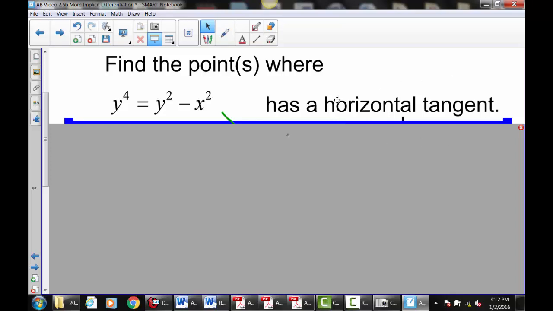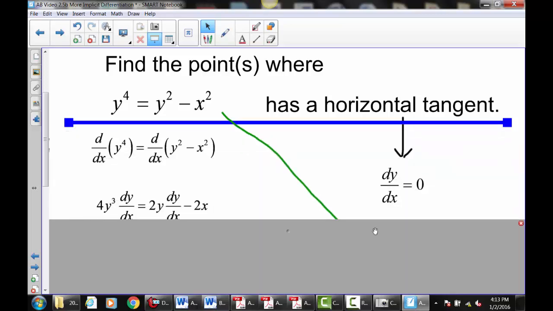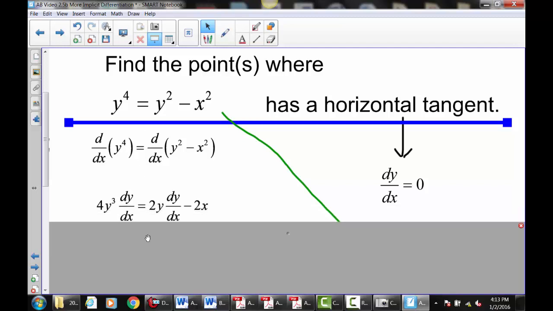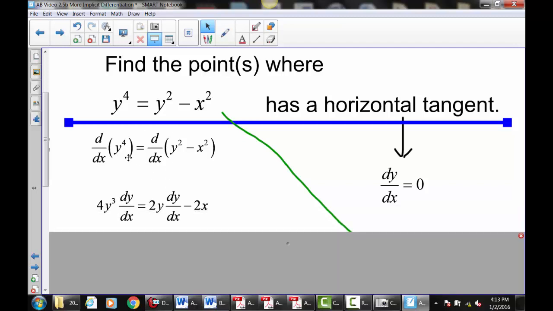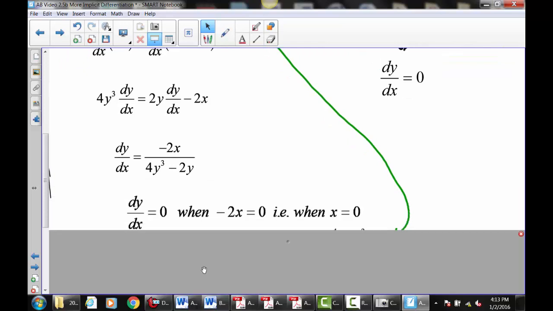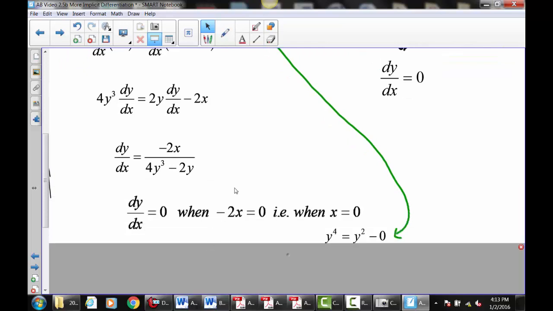So a horizontal tangent line, of course, means that the slope of that tangent line must be 0, and the slope of the tangent line is dy/dx. So we need to find dy/dx and set it equal to 0 and solve. So since we want d/dx of y, we're going to take d/dx of each side, so etc. Y is ugly because we're in x land, so don't forget to put these here. Isolate dy/dx, you get that expression. We need that equal to 0.